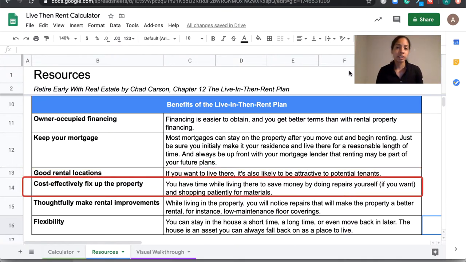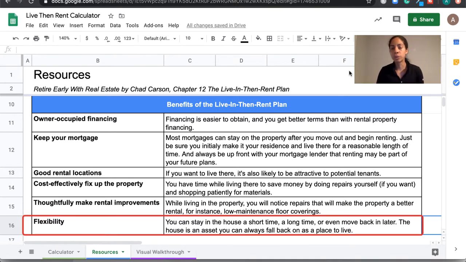Next is that you can cost effectively fix up the property, meaning that instead of doing a quick BRRRR or a quick rehab strategy, you can actually spread this out to how many years you're living in the property, like 1 to 2 years, and do cosmetic or more fixes as you go along. And you can actually be thoughtful about these fixes because you understand what's going to actually make the value rise and what renters would want. And then lastly is flexibility. You could stay as long as you want in the property. It's not a hard push that you have to leave in 1 year. You can stay 2 years, 3 years, whatever is most comfortable to you.